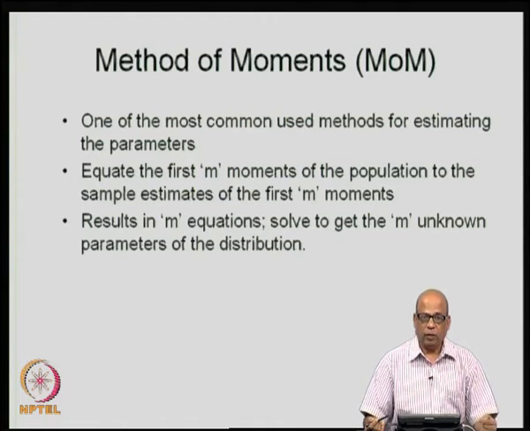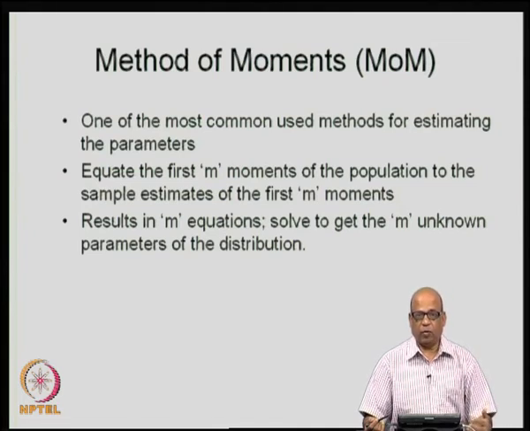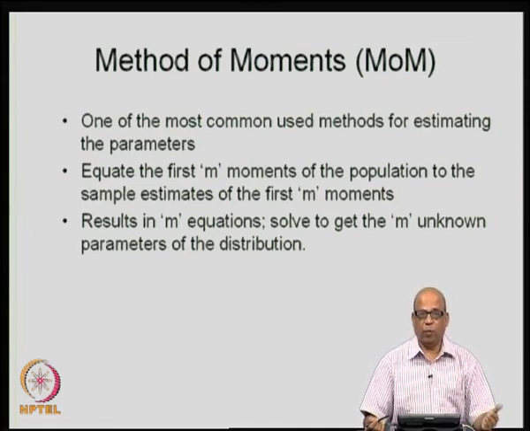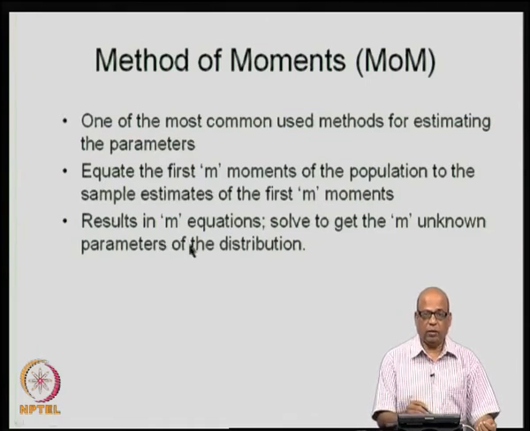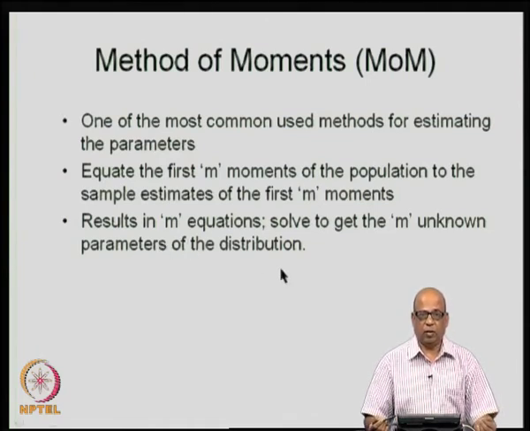We equate these with the moments obtained on the population, or the moments of the theoretical distribution, generating m number of equations by equating the m moments of the sample with the m moments of the population. We solve these m equations to obtain the m parameters. So, this actually results in m equations, and we solve for the m unknown parameters of the distribution.